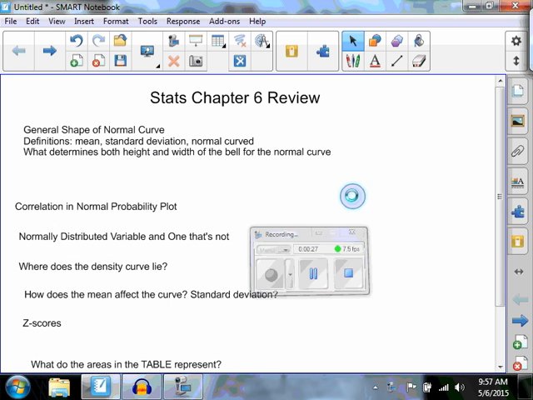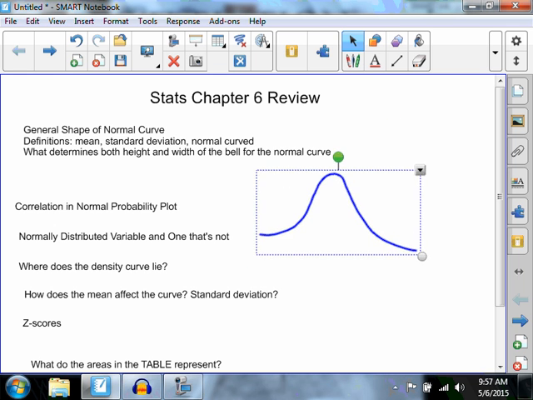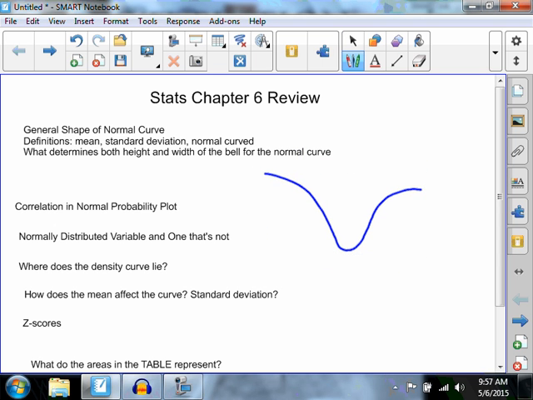Okay. So this is going to be information on that 35 question Chapter 6 test. The general shape of a normal curve. Remember what the normal curve looks like? It looks like that approximately. And we did kind of say that that's supposed to be like a bell, okay? If you could picture what a bell looks like. Ding dong, put a handle on it. Okay, it looks like a bell.